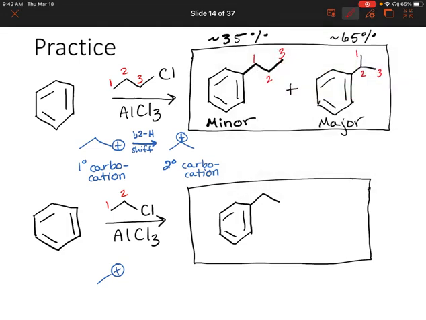And again, always remember to count your carbons because it's very easy to lose a carbon or gain a carbon when you're drawing these molecules. So always go back and just double check that you have the right number of carbons. All right, so let's talk about some limitations to the Friedel-Crafts alkylation reaction.